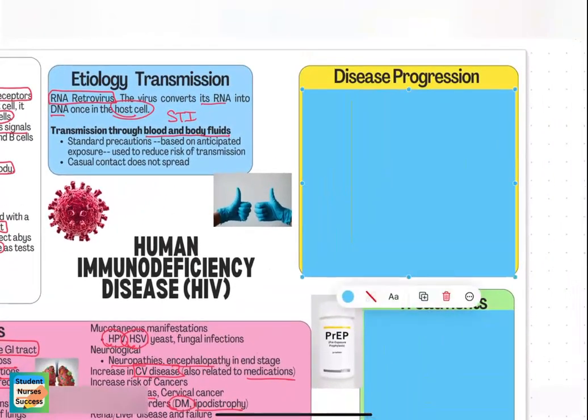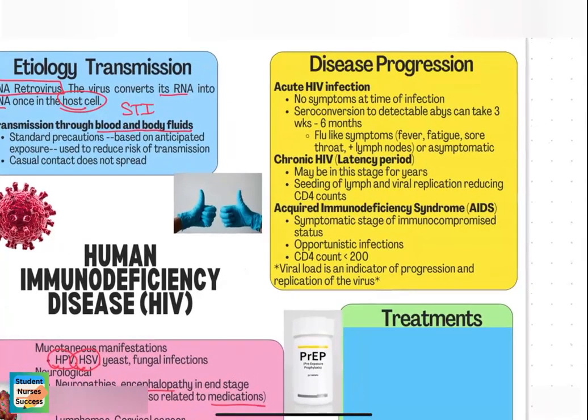We'll talk about disease progression here a little bit. I've kind of broken this down into three stages. I'm not sure really if there's stages, but three periods maybe is a better way to say it. The first is acute HIV infection. At the time of acute infection, there are no symptoms.